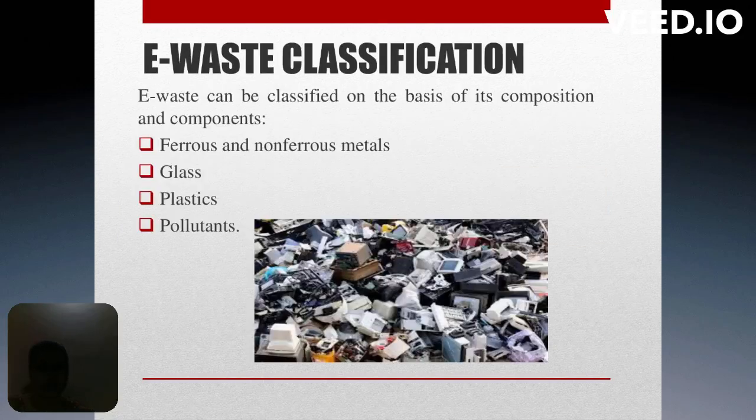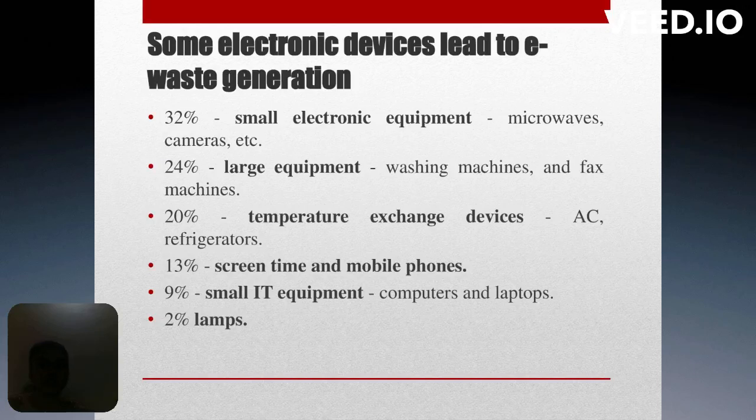E-waste can be classified on the basis of its components and composition. It is classified as ferrous and non-ferrous metals, glasses, plastics, and pollutants. Some of the electronic devices which lead to e-waste generation, and their percentages, are: small electronic equipment such as microwaves and cameras makes 32%, large equipment such as washing machines and fax machines makes 24%, temperature exchange devices such as AC, refrigerators, etc. makes 20%, screens and mobile phones, etc. makes 13%, small IT equipment such as computers and laptops makes 9%, and very small electronic devices such as lamps, etc. makes 2%.